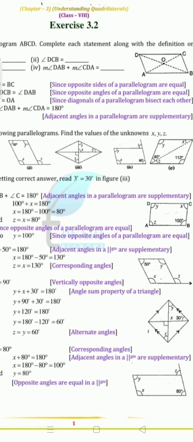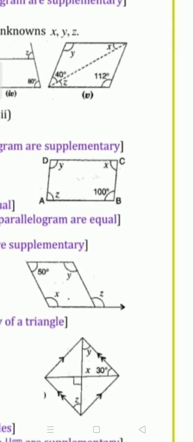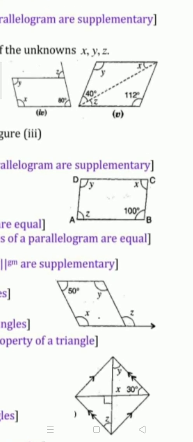The second one. The first one, kids, is very easy. Can you see the figure over here? In all the questions, parallelograms are given, and you have to find the values of x, y and z. In the first one, in the second question, parallelogram ABCD is given, angle B measures 100, and you have to find x, y, z. So how can you find it, kids?